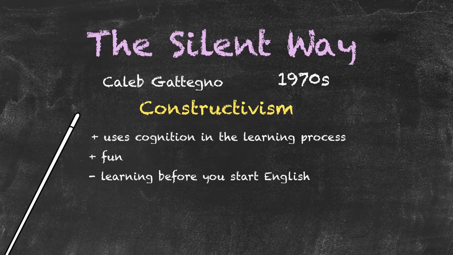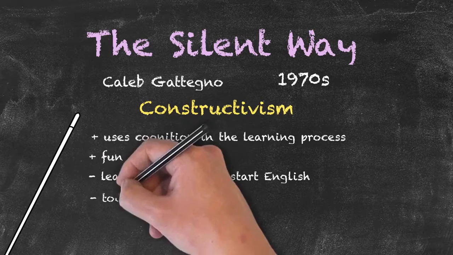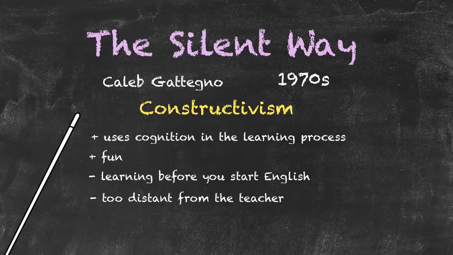The second negative part is that you're actually too distant from the teacher. The whole point of the silent way is that the teacher would say as little as possible, apart from the modelling of language initially, and one of the main criticisms was that it was felt that this particular methodology was so far removed from didactic teaching, the teacher standing at the front and explaining, that students found it very difficult to learn.